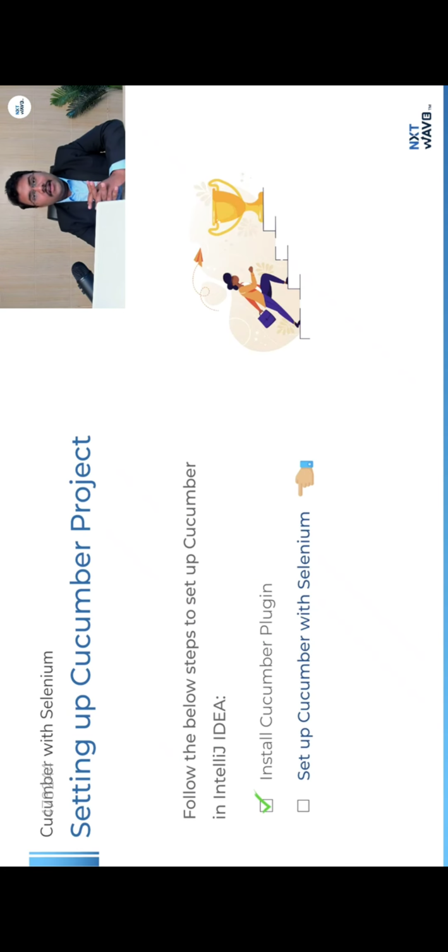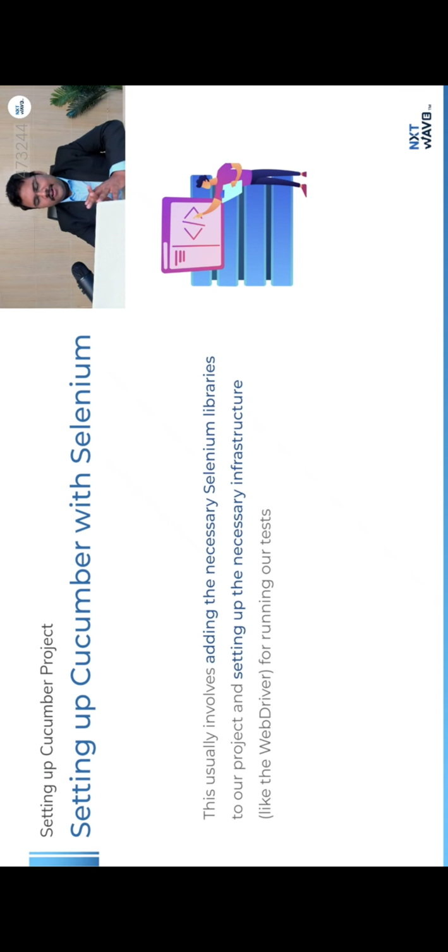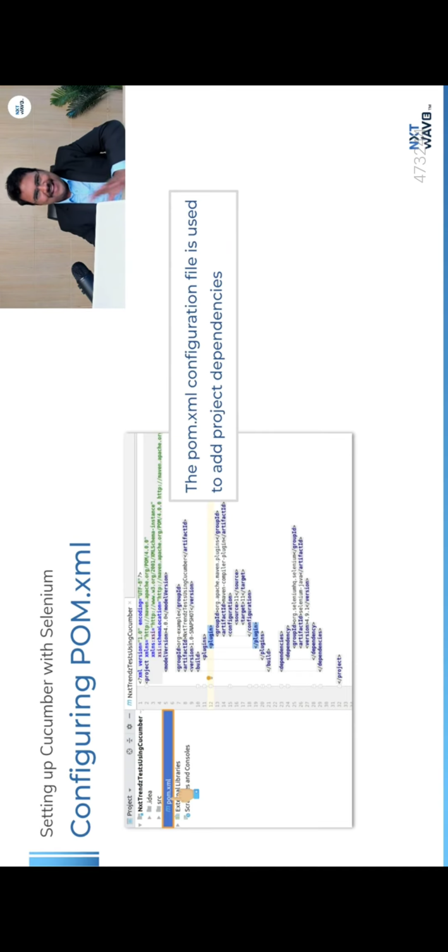So next, now that we have installed the Cucumber plugin, let's see how we can set up Cucumber with Selenium as well, right? For that, this step will involve adding the necessary Selenium libraries to our project and setting up the necessary infrastructure like the WebDriver that we did earlier. So we need to import the necessary dependencies and add them into our project altogether. As simple as that.